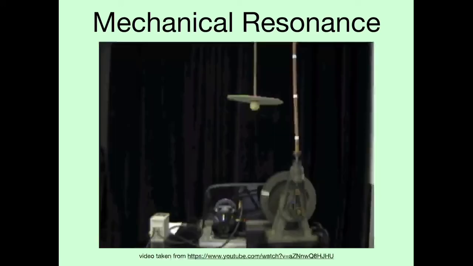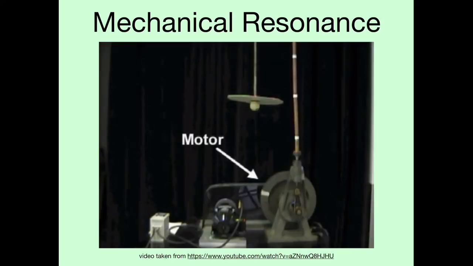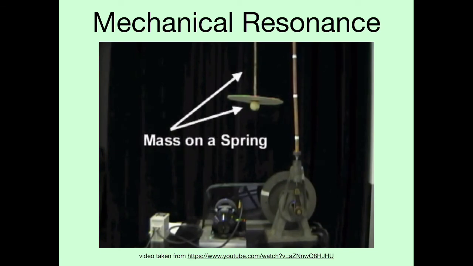And I'm going to show you a video that I stole from MIT just to give you a sense as to what this looks like. So you're going to see a driven oscillator. It's going to be a mass connected to a spring, but it's going to be driven by a motor. Okay? So let's take a look at what happens when we drive the mass on a spring with a motor.